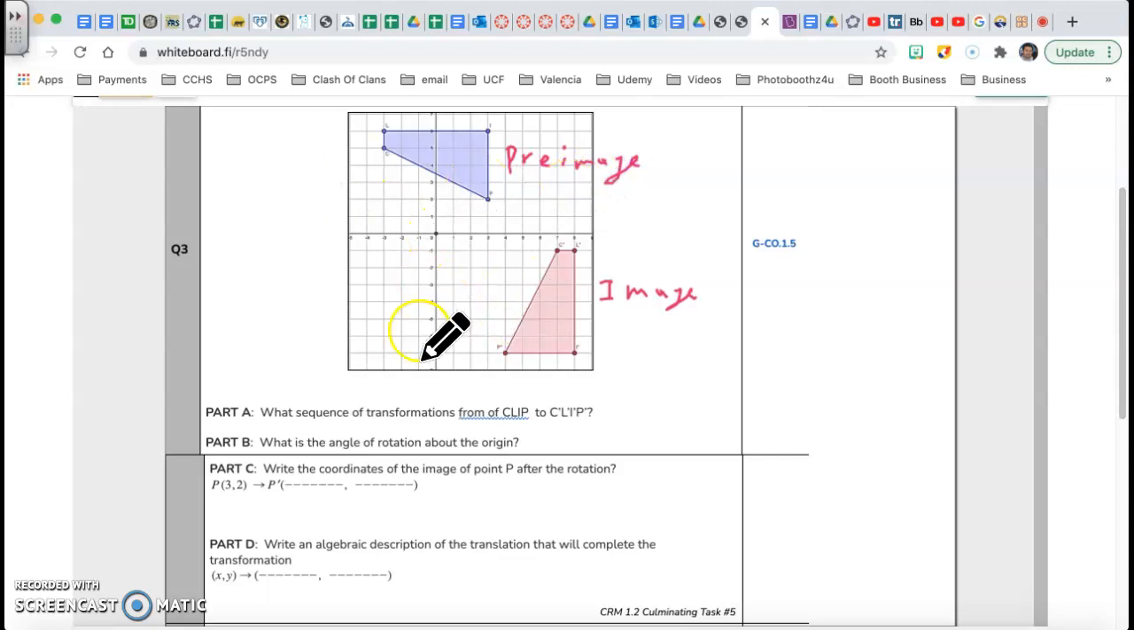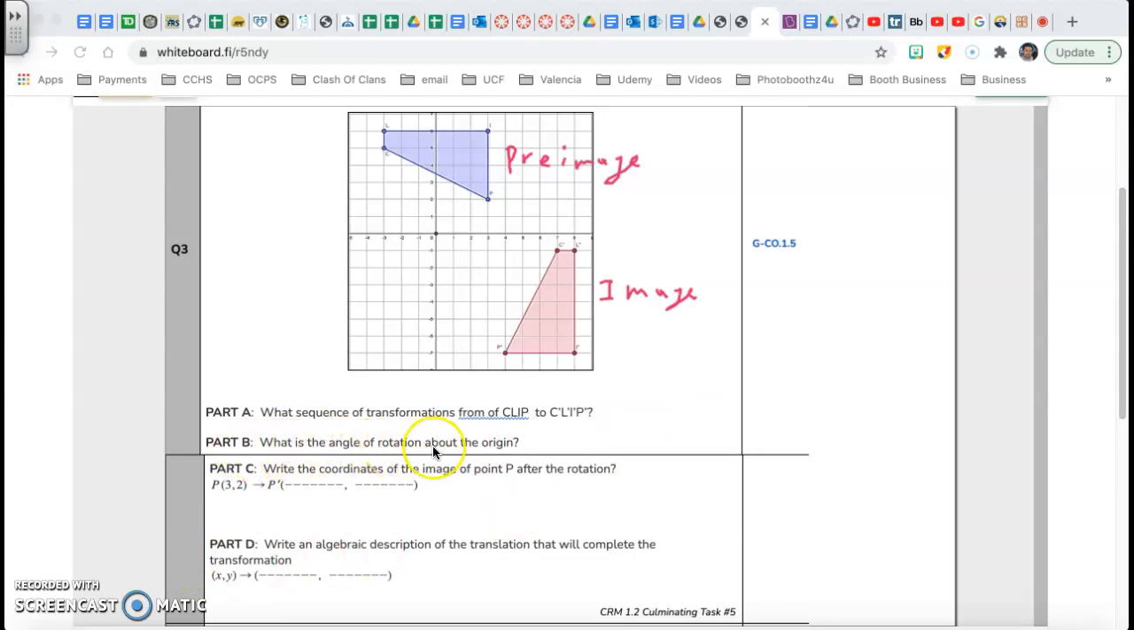Okay, so what is the sequence of transformations from here to here? So pre-image to image, I need to rotate this and then translate it somehow. If I rotate it, I will be standing in the same position as this, and then I translate it. One more easy way to find out, and many of the problems give me this, is let's keep reading the questions. Look at part B.